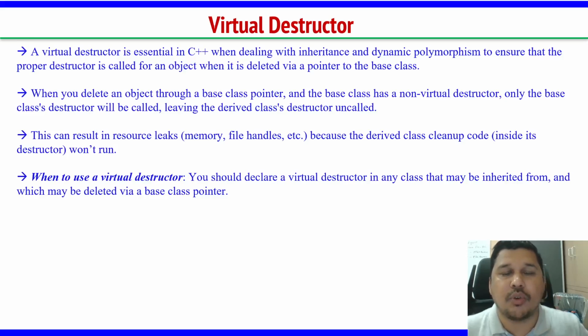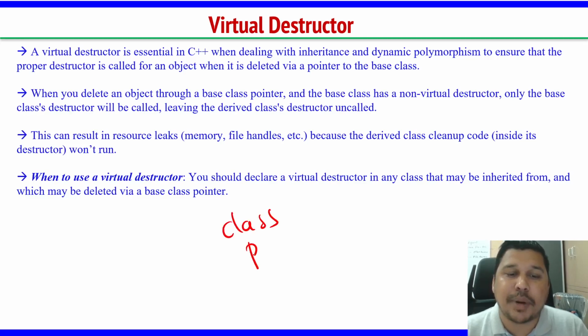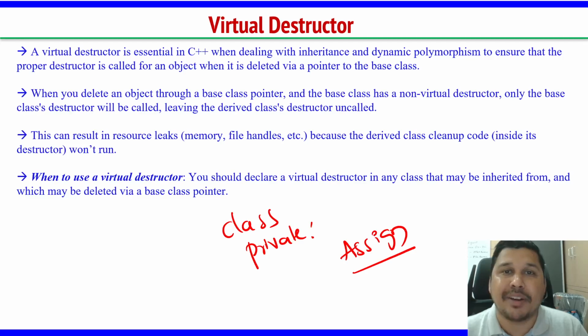Let's study about virtual destructor. Okay, so we know constructors are used to allocate and assign values to the private data members of a class. If you have a class with some private variables, to assign values to those private members we use a constructor, and whatever memory is allocated, to delete it we use the destructor.